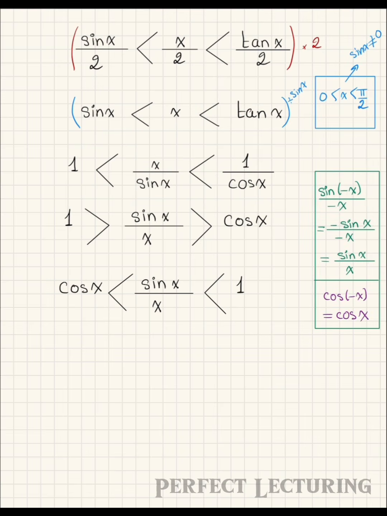Now what if we replace x by negative x? I mean, what if the variable we are dealing with is negative? Well, sine of minus x over negative x is equal to sine of x over x, and the cosine of negative x is equal to cosine of x. This means that the inequality also holds for x less than 0. We know that cosine of x approaches 1 as x approaches 0. And 1 of course approaches 1 as x approaches 0. This means, applying the squeeze theorem, sine of x over x also approaches 1 as x approaches 0. And we have finished the first proof.